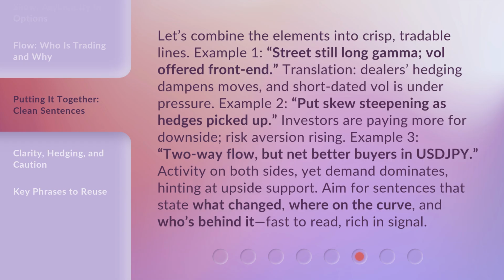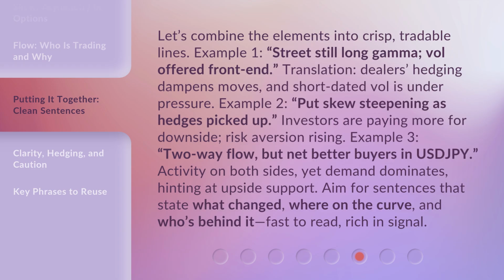Let's combine the elements into crisp, tradable lines. Example 1. Street still long gamma. Vol offered front end. Translation: dealers' hedging dampens moves and short-dated vol is under pressure. Example 2. Put skew steepening as hedges picked up. Investors are paying more for downside.